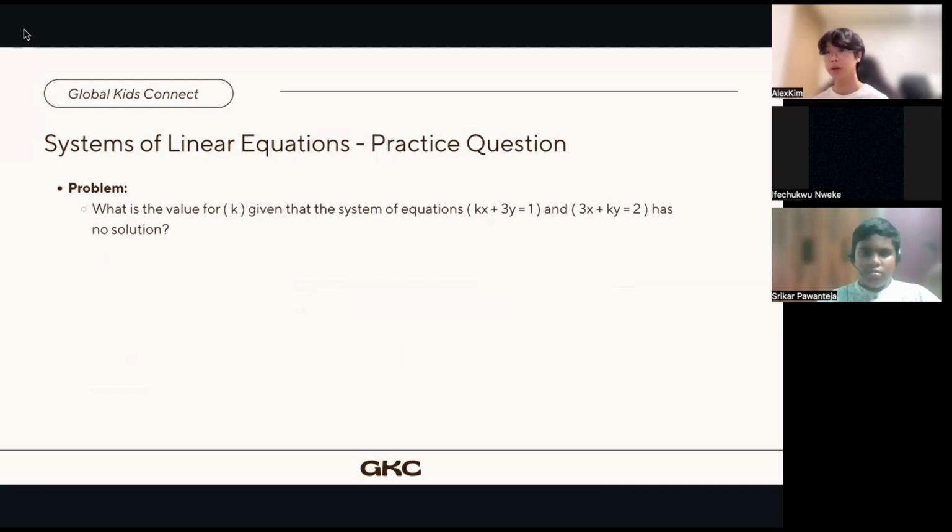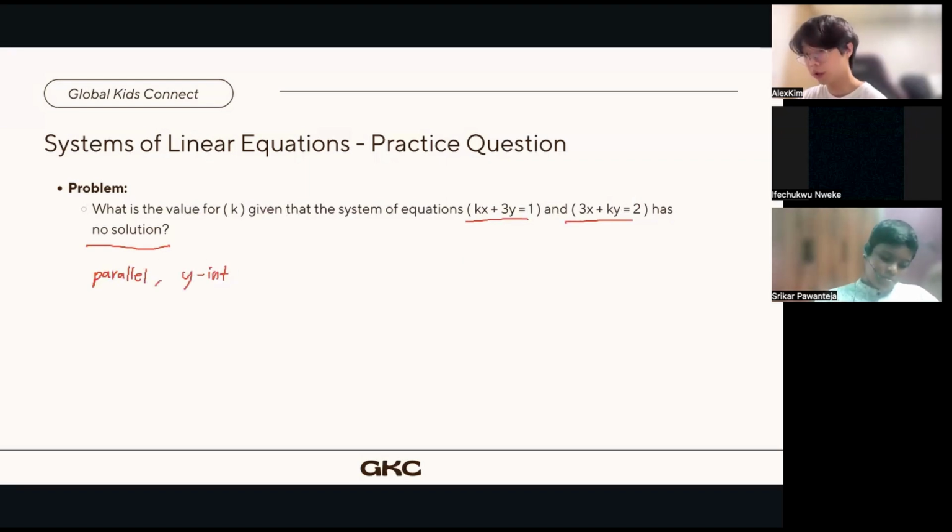So this question is a bit different because it gives us two expressions of linear equations that have an extra variable k. So we can't directly solve to find the slopes or the intercepts because we don't know k. However, it does tell us that there are no solutions. So once again, if there are no solutions, it means the slopes are parallel and the y-intercepts are different.